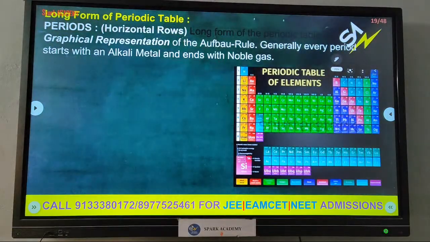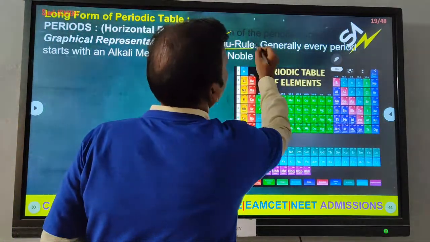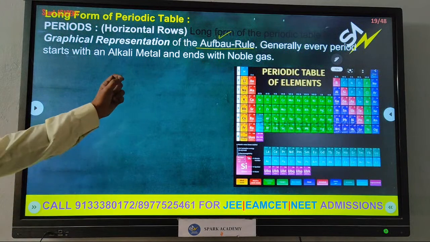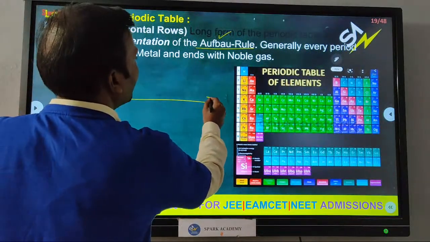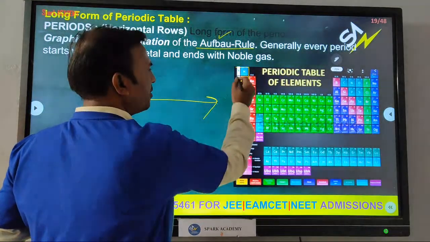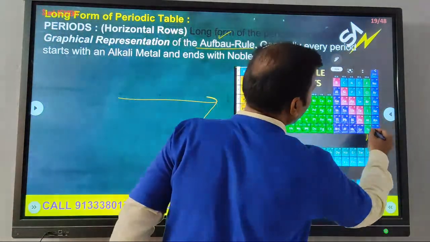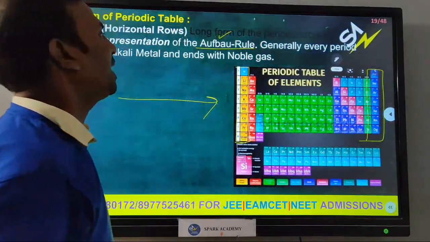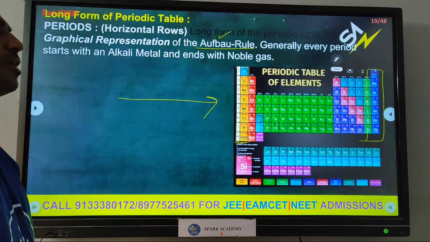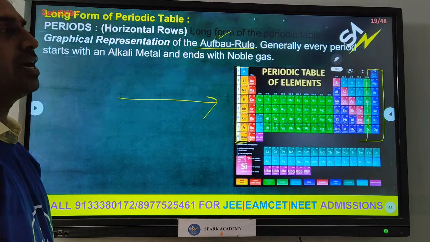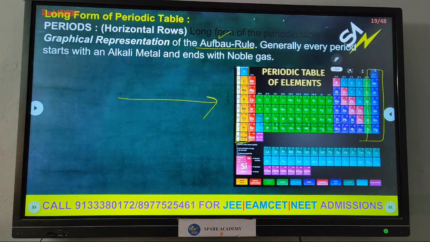Clear? Now, in periods, how do we fill the electrons? According to the Aufbau principle. According to the Aufbau principle we fill the electrons from lower energy level to higher energy level. First the alkali metals are there. We start from the alkali metals and end with the zero group elements, the 18th group elements or noble elements. In this way we start from alkali metals and end with the zero group elements. Clear?